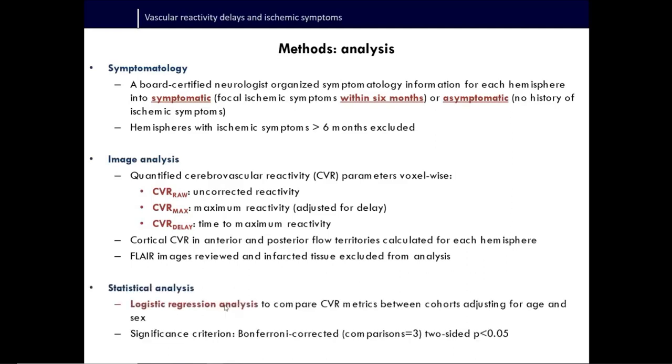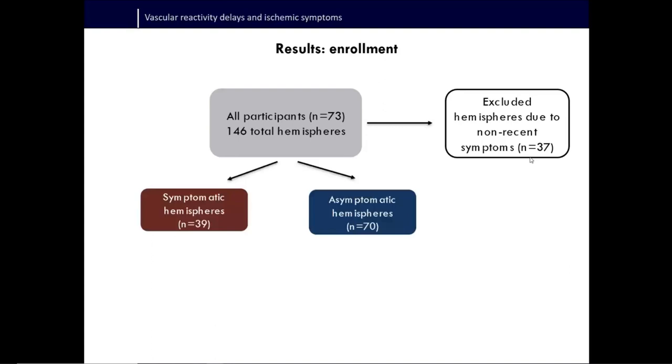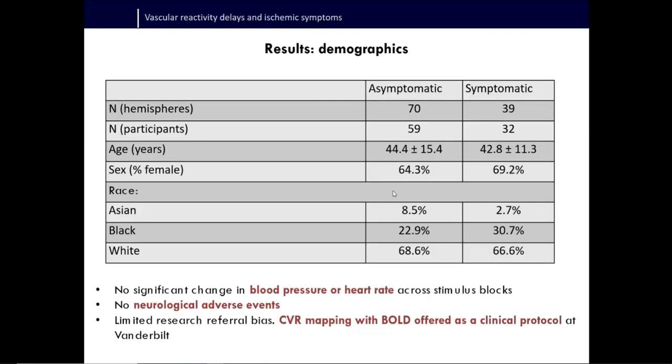And then we did a logistic regression analysis just to compare these values across the 2 different groups, after controlling for age and sex. Okay, so what it looks like in terms of the results. We got initially 146 total brain hemispheres. Some of them have older infarcts, strokes, 37 of them, so we took them out. And then we looked at the symptomatic hemispheres and the asymptomatic hemispheres, took out the infarcts and the symptomatic hemispheres if that was necessary, and then we compared the parameters using logistic regression. And these are the results.